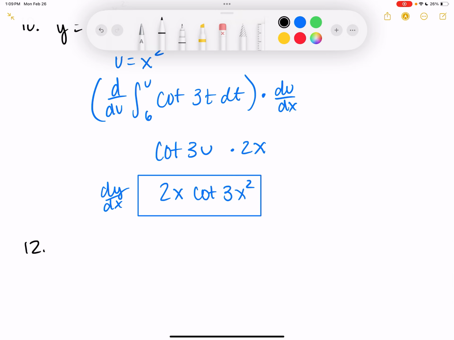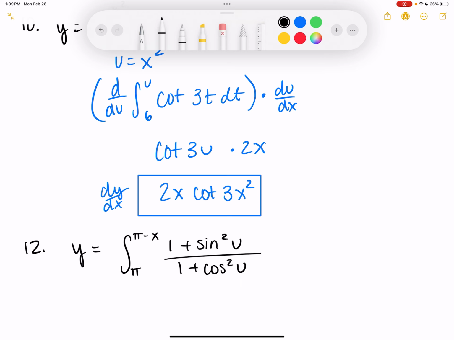Y equals the integral from pi to pi minus x of 1 plus sine squared of u over 1 plus cosine squared of u, du. Check. I think they have a typo in their answer. Because what does this look like? It should be.